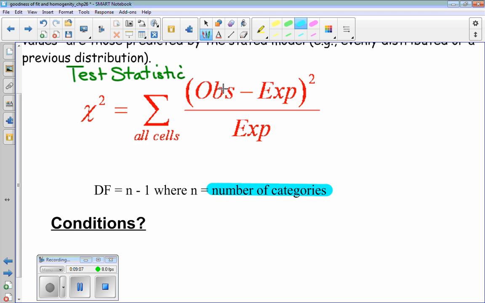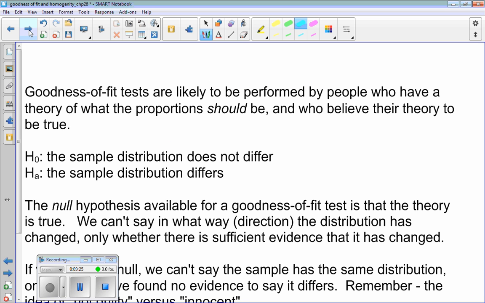We already talked about what the conditions were. Remind me what they are? Random, always, and which one? The expected count. Yeah, the observed doesn't matter, but the expected has to be greater than 5. Okay, so let's look at an example.